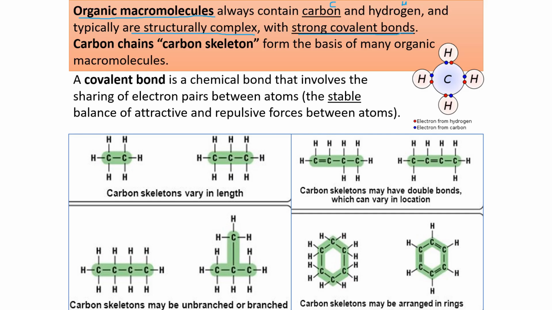Next, organic macromolecules typically have a carbon chain, or what is called the carbon skeleton. This image shows the carbon chain in green. Yes, I am highlighting it right now. In the green, it's all carbon, carbon, carbon. This is the chain, or carbon skeleton, for different organic molecules.